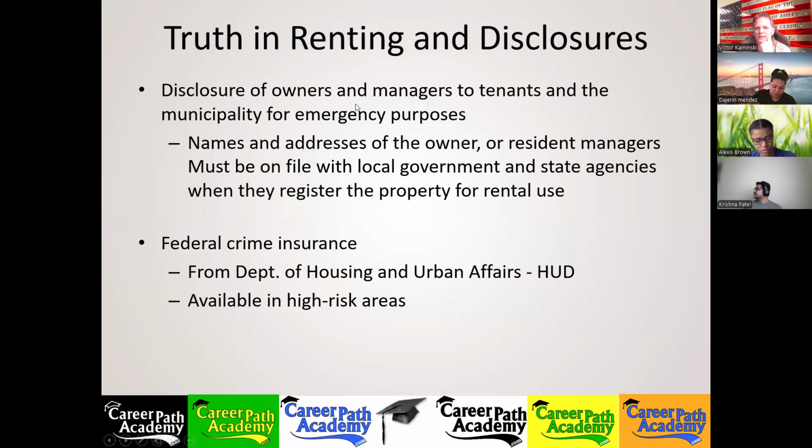Disclosure of owners and managers to tenants and the municipality for emergency purposes. Names and addresses of the owners and resident managers who may be living on site must be on file with the local governments and state agencies when they register the property for rental use.